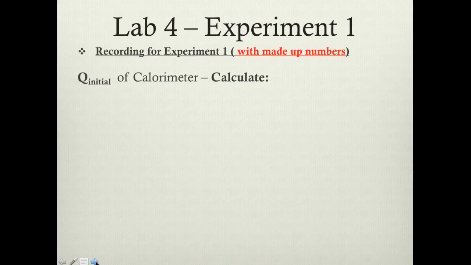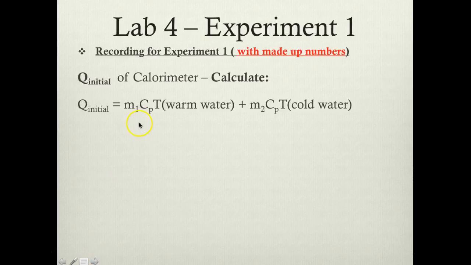So the Q initial of the calorimeter, when you try to calculate it, is going to be the mass of that warm water, temperature 60 degrees, times the specific heat of water. As I said, it's intrinsic, so it never changes. The second mass is the mass of the room temperature water, rather than the cold water. The specific heat of water, which is again the same, 4.184, and then the temperature of the room temperature water, which is 21.5 degrees centigrade.